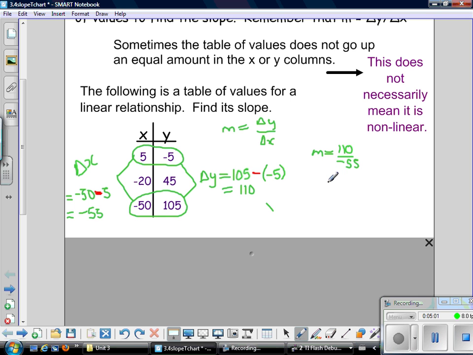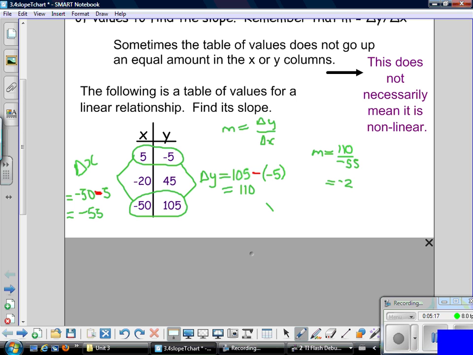So when we do that, well, actually, I think it goes very, very well into it. So if I take 110 and divide it by 55, I think I'm going to get the number 2. And just to prove that point, I will bring up the graphing calculator to show you.